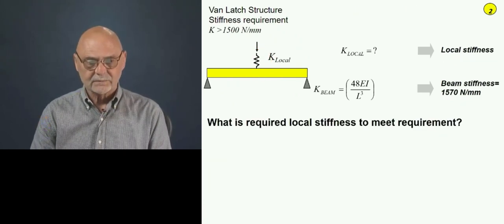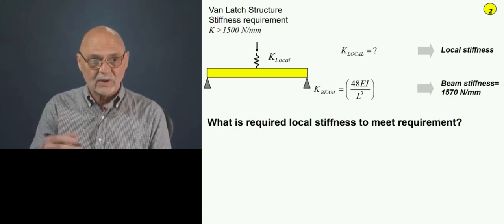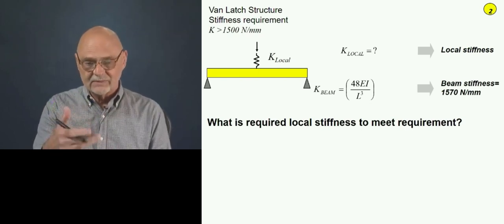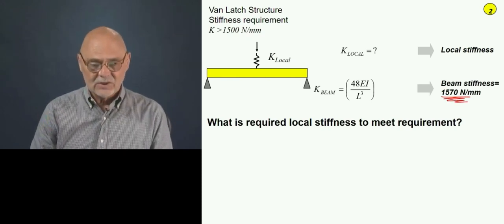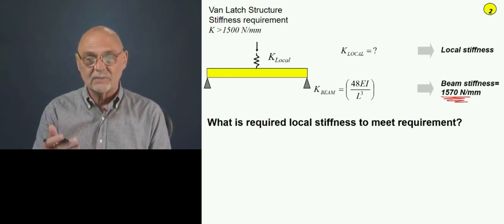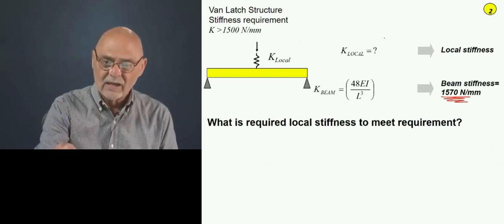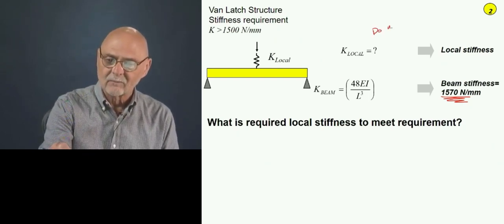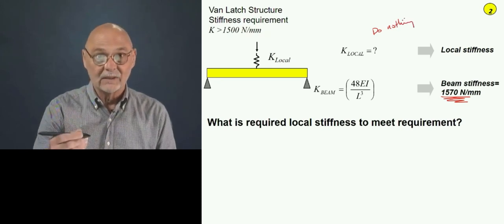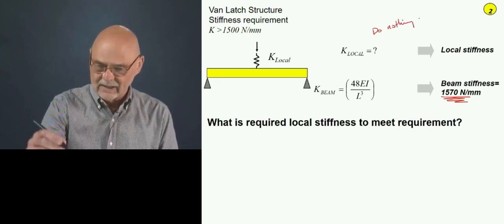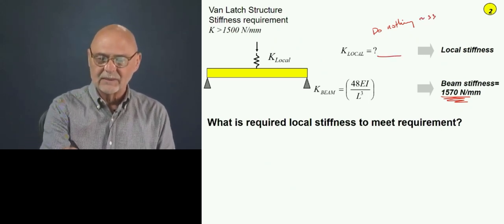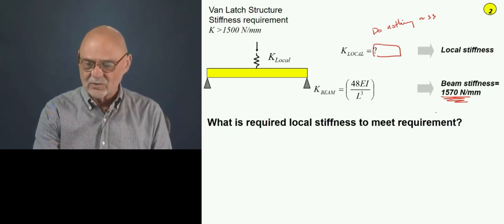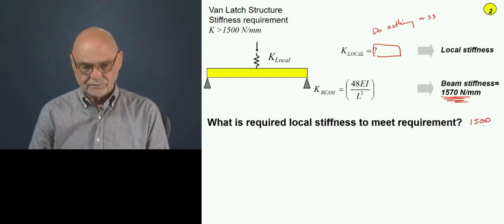Okay, so one of the things we can calculate is, well, the section will distort. It's a flexible section. We know the beam will provide this. So how stiff do we really need to be in order to meet the requirements? Before, we saw that if we do nothing for the point load application, this was down around 33. So how stiff does this need to be in order to meet the requirement of 1500?